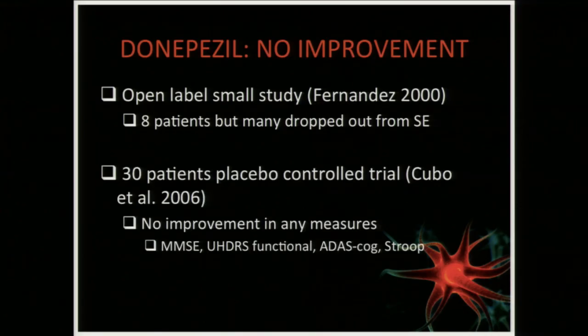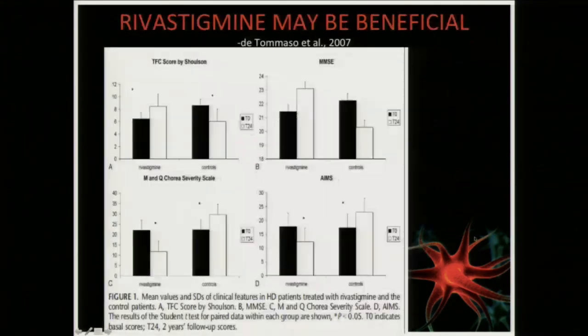And then there was a little bit better open label study, and actually 8 patients dropped out because of side effects. And then there was a 30-patient placebo-controlled study, which means that some people got the pill and some people got placebo. And they actually did not see any improvement in any measures. And what they were looking at there is the UHDRS, which we do in clinic, their functional scores, that is, the MMSE, which is a cognitive score, as well as Stroop and other cognitive testing scores.